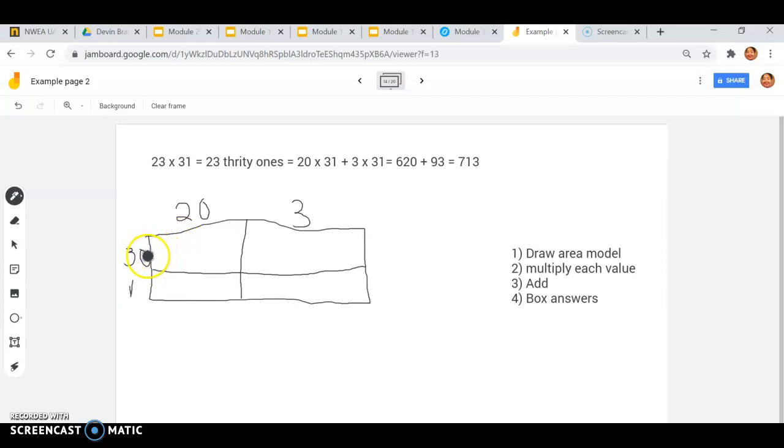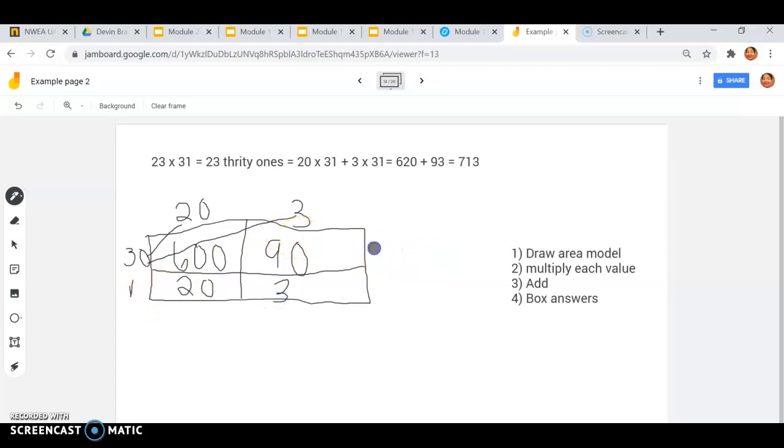Right? So then the next thing that we're going to do is we're going to multiply each value. So what this means is that we're going to take the 30 and multiply it by 20, and we're going to take the 30 and also multiply it by 3. Okay, so when we do that, we get 600. And then when we multiply 30 by 3, you get 90. We're going to do the exact same thing with the 1. We're going to do 1 times 20, which is 20. And then we're going to do 1 times 3, which is 3.